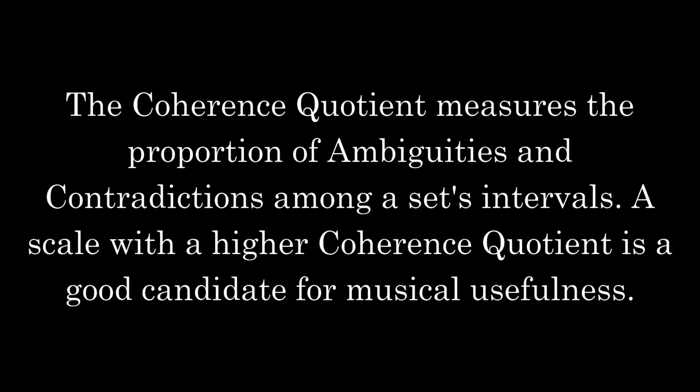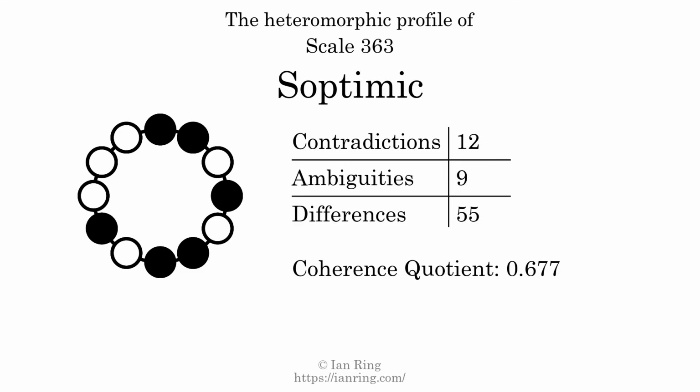The coherence quotient measures the proportion of ambiguities and contradictions among a set's intervals. A scale with a higher coherence quotient is a good candidate for musical usefulness. The coherence quotient is 0.677.